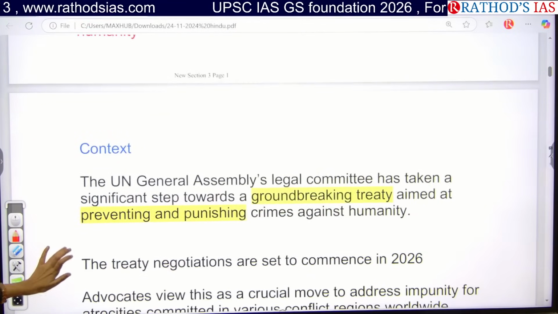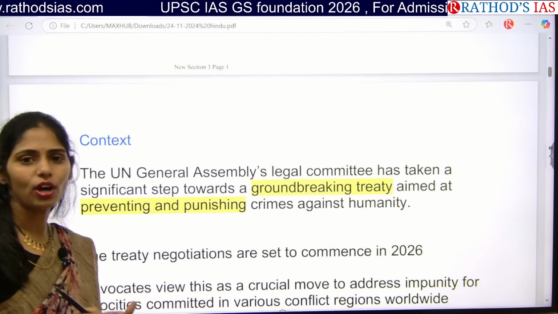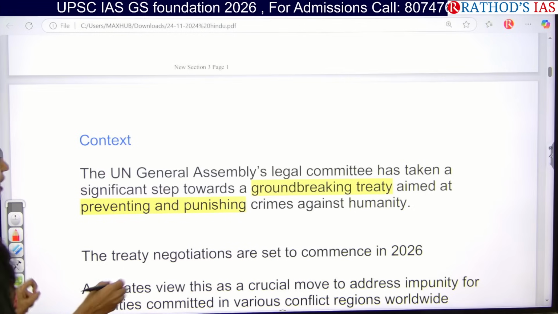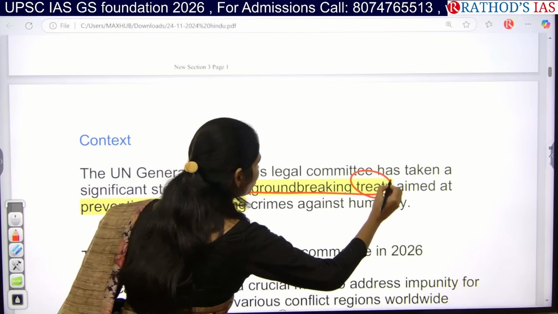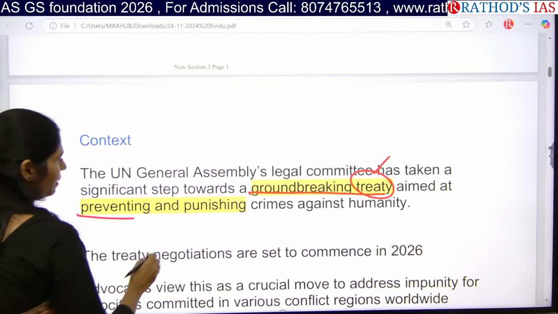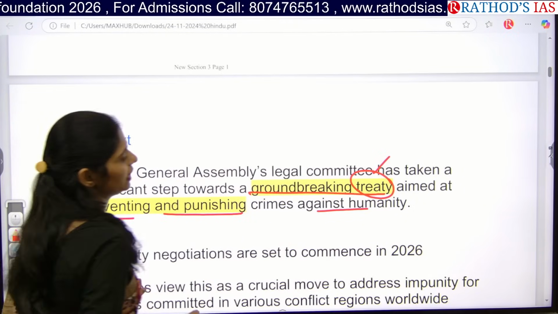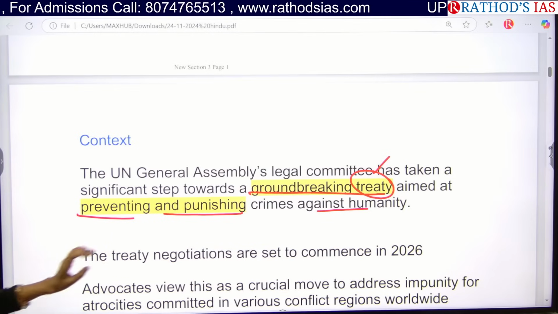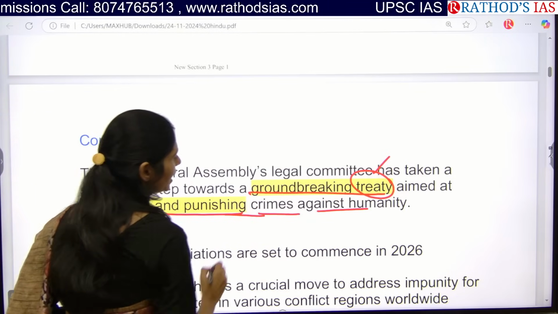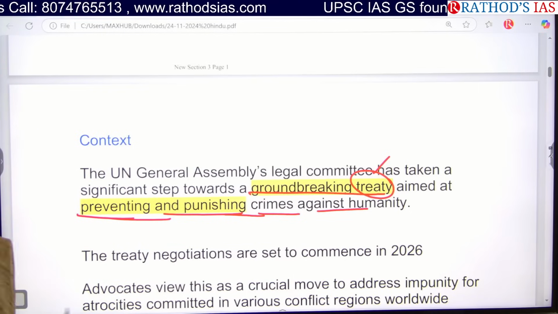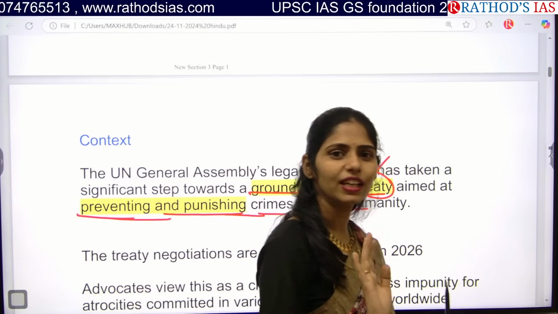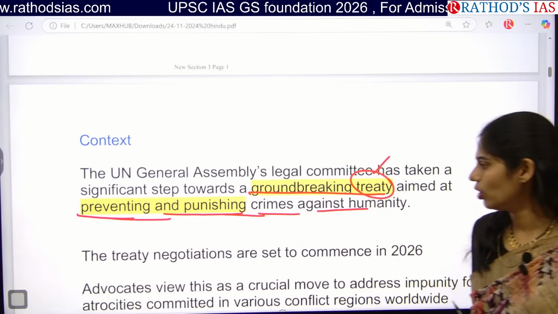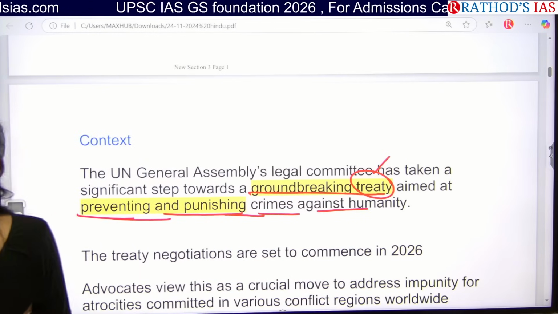Here the United Nations General Assembly, that is UNGA, one of the principal organs of the United Nations, came up with a significant step towards a groundbreaking treaty aimed at preventing and punishing crimes against humanity. Okay, so here you may get a mains based question regarding this United Nations treaty, or else you may get a question like define what are crimes against humanity. They may ask for some examples of crimes against humanity and in which countries it is going on. Okay. And this treaty is going to commence from 2026 onwards.